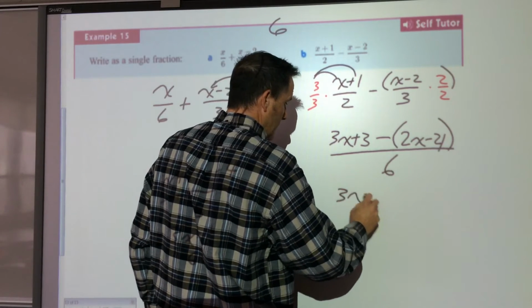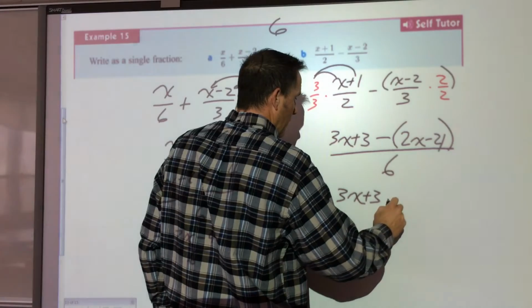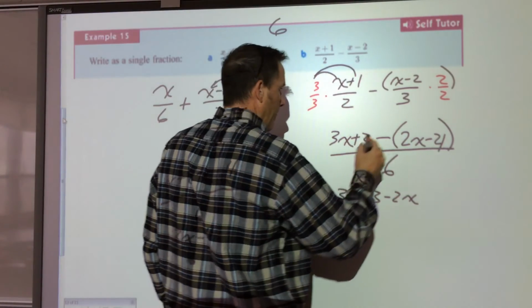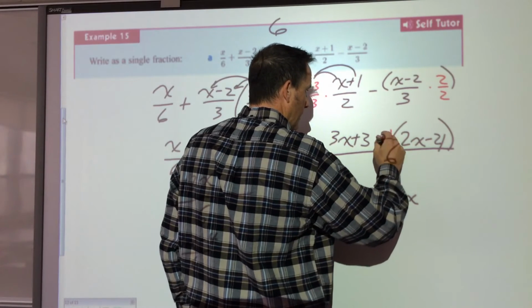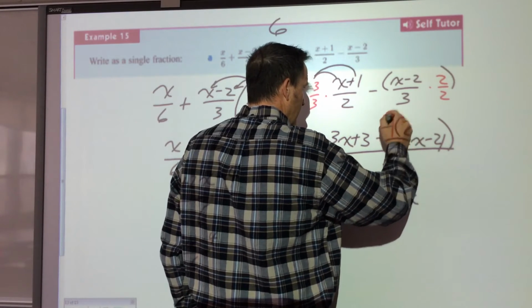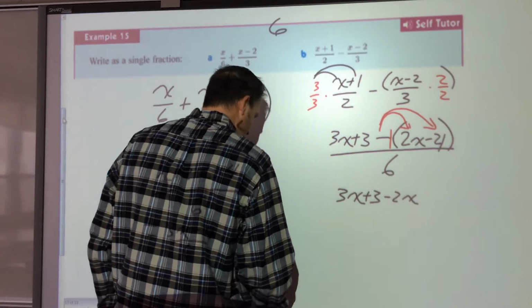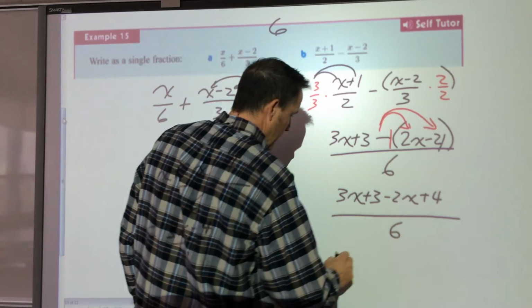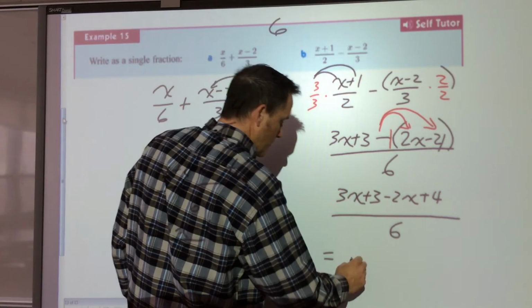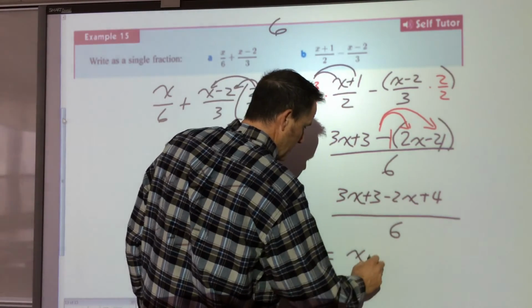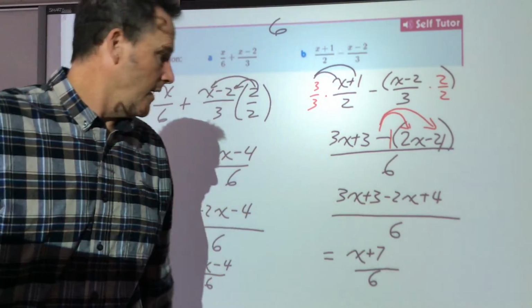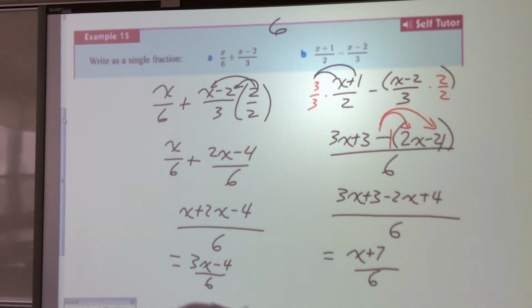I get 3x plus 3 minus 2x. So think of this as negative 1 times 2x. Negative 1 times negative 4 makes positive 4. And that's all over 6. Combine the x's. 3x minus 2x is x. 3 plus 4 is 7. That's all over 6. We're flying. That all fit perfect.